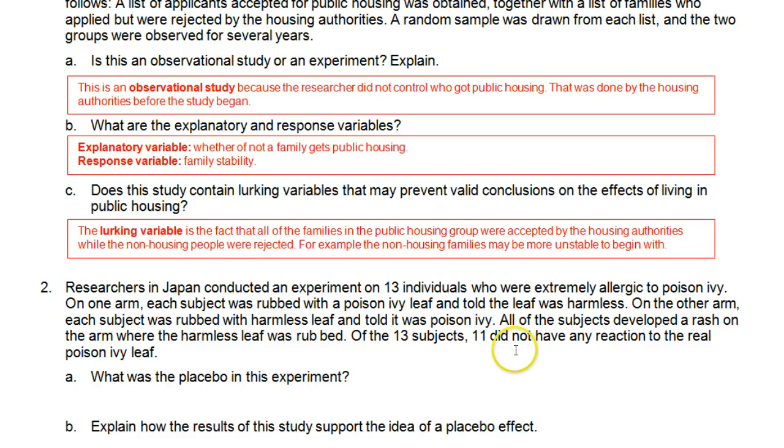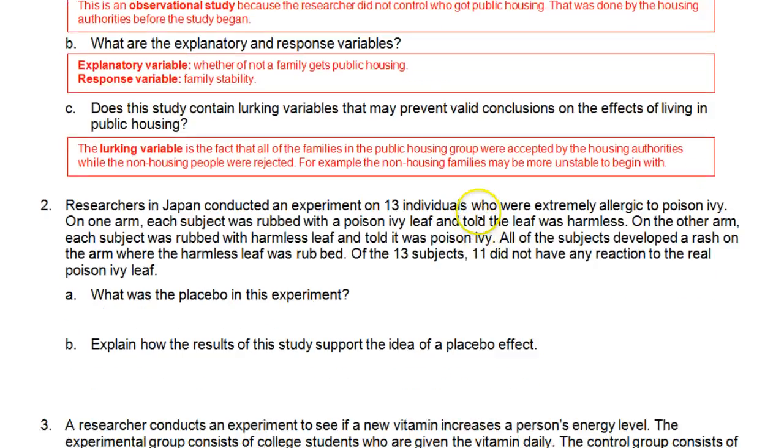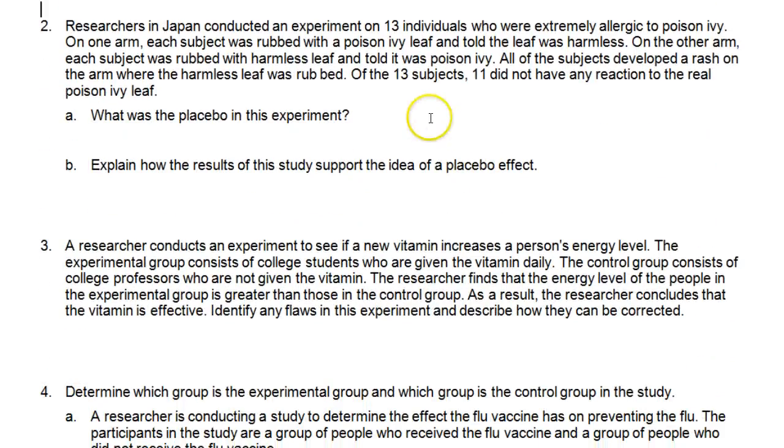Okay, let's move on to number 2. Researchers in Japan conducted an experiment on 13 individuals who were extremely allergic to poison ivy. On one arm, each subject was rubbed with a poison ivy leaf and told the leaf was harmless. On the other arm, each subject was rubbed with a harmless leaf and told it was poison ivy.